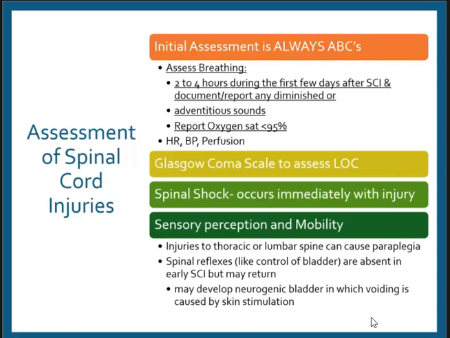Glasgow Coma Scale, assess your level of consciousness. Get a baseline. If you see it start to drop more than 2, you're calling the doctor. Spinal shock occurs immediately with injury. Sensory perception and mobility. Injuries to the thoracic or lumbar spine cause paraplegia. You're going to be monitoring spinal reflexes like control of the bladder. Spinal reflexes can be absent in early spinal cord injury but could return. May develop neurogenic bladder, which is voiding caused by skin stimulation.